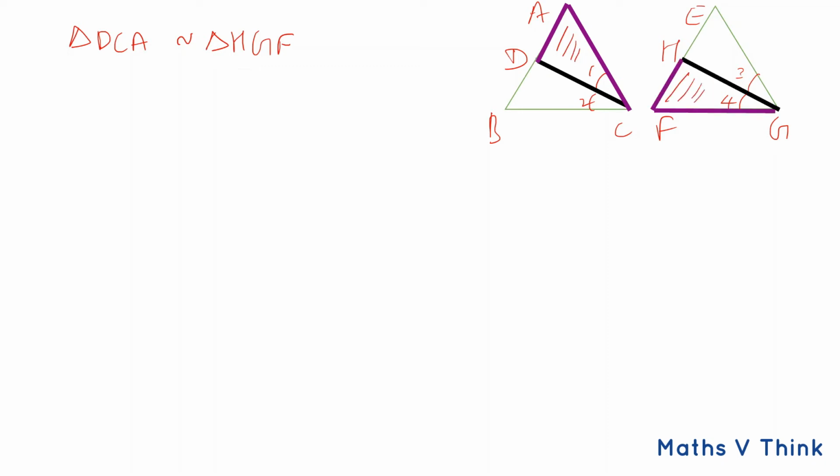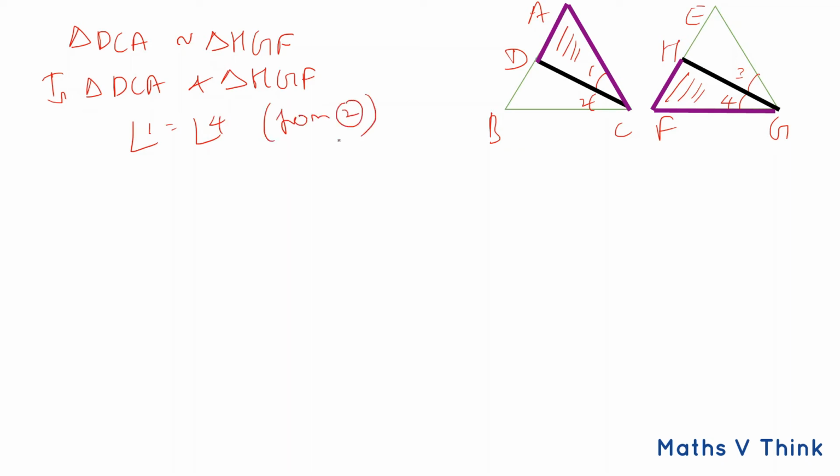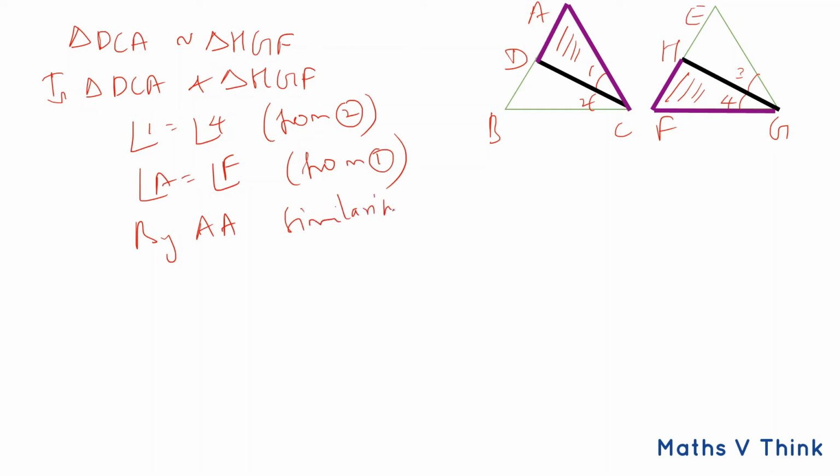This triangle. So, I need to write in triangle DCA and triangle HGF, I know angle 1 is equal to angle 4. That is from 2. Same way I can tell angle A is equal to angle F from 1. So I can tell by angle similarity, I can tell triangle DCA is similar to triangle HGF. So we proved all the three subdivisions. So hence proved.